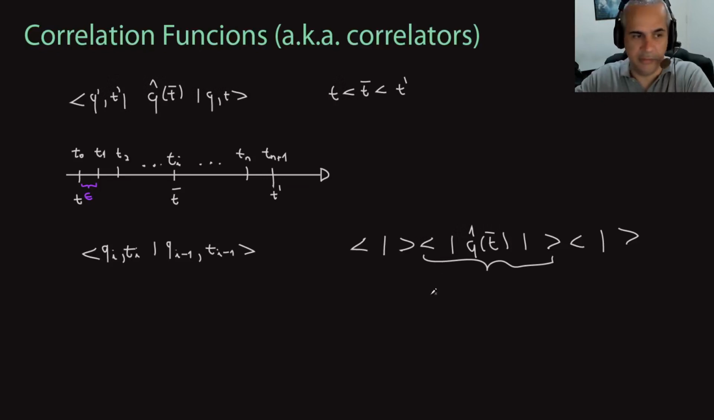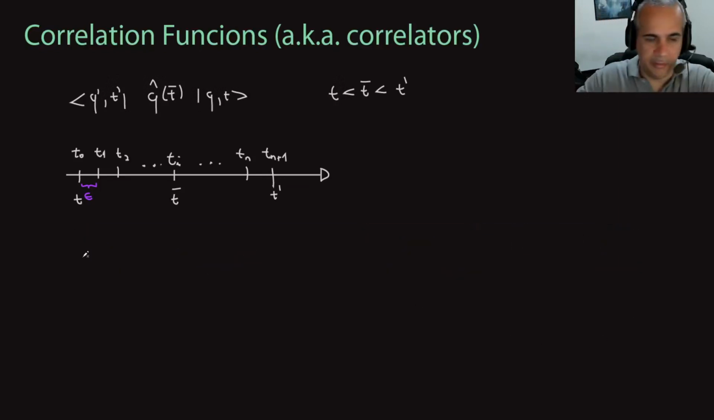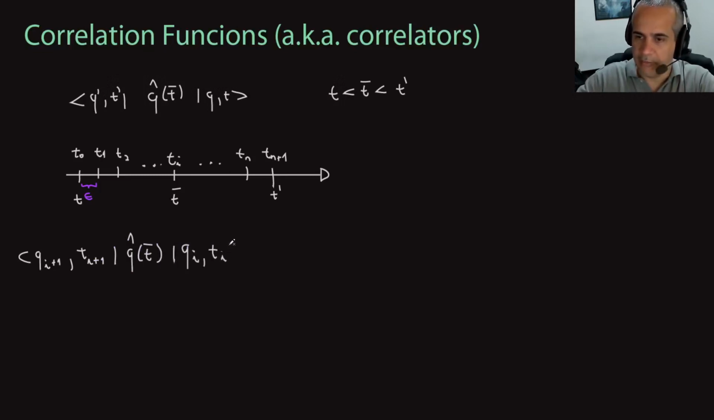For this one, there's a little change. So let's think about this one. It will look like this: since I'm identifying t bar with t_i, I'll have something like q_{i+1}, t_{i+1}, the operator at t bar, q_i, t_i. And now I'm assuming that t_i is t bar.